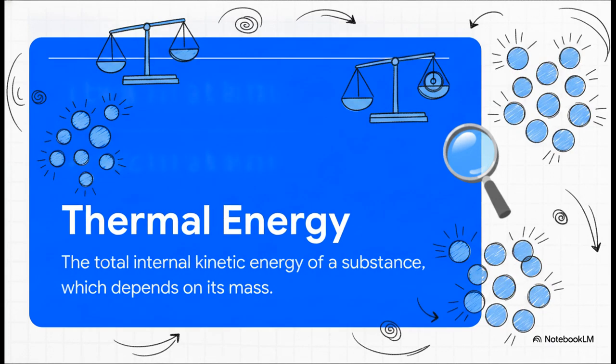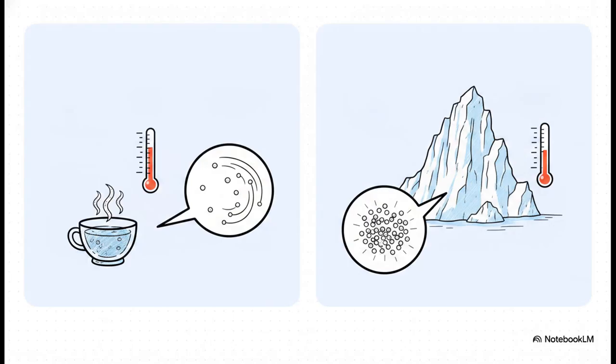Now, what's really interesting about this next concept is how it contrasts with temperature. Thermal energy looks at the total internal kinetic energy of a substance, and because it's a total, the number of particles, which is just the mass of the substance, matters immensely. Let's put them head-to-head to really see the difference. Temperature is average kinetic energy, so mass doesn't matter. But thermal energy is total kinetic energy, meaning mass absolutely matters.